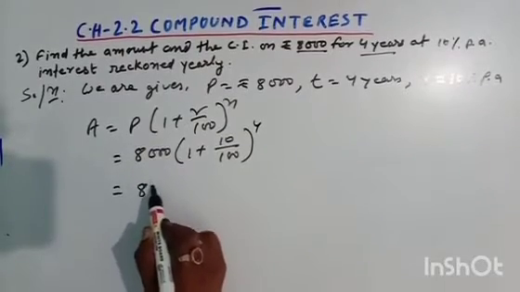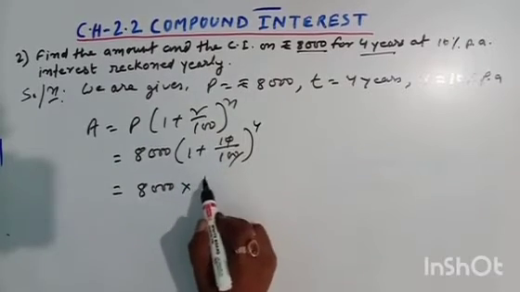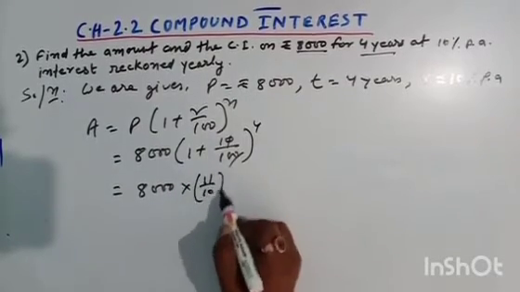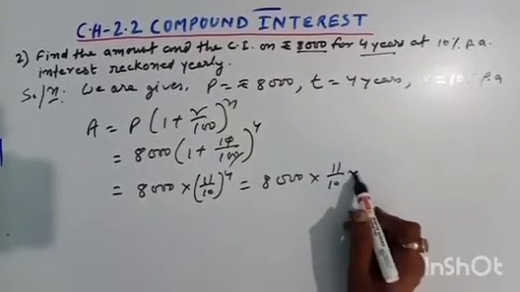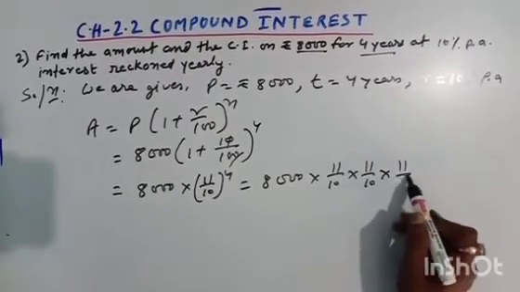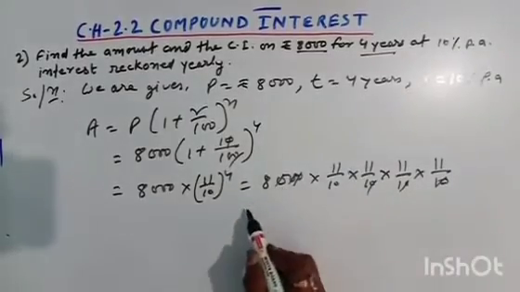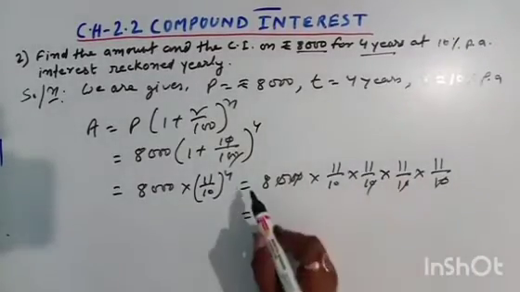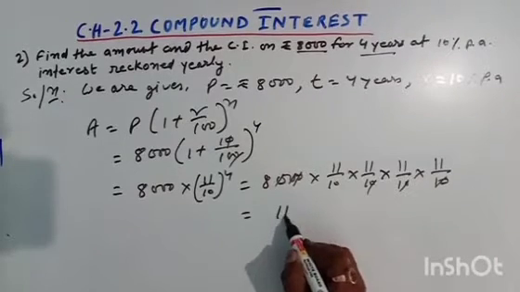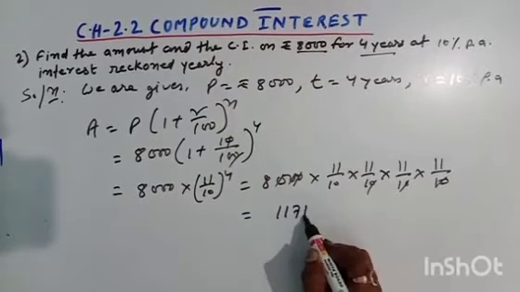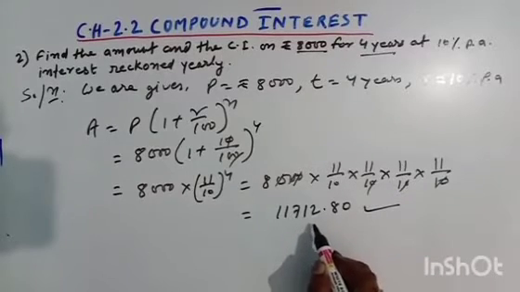Okay. Now you simplify 8,000 into, cancel this one. So 10 plus 1, 11. 11 by 10. It is 4 times. So we will write 8,000 into 11 by 10 into 11 by 10 into 11 by 10 into 11 by 10. Now you cancel all these zeros. So when you calculate all these things, you will get 11,712.80. This is the amount which you receive after 4 years.